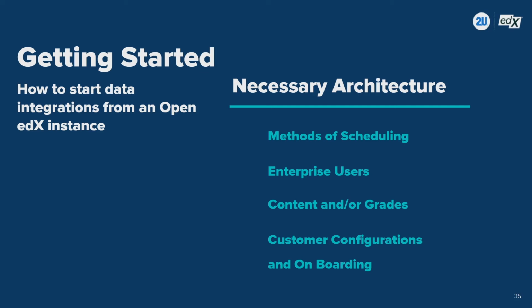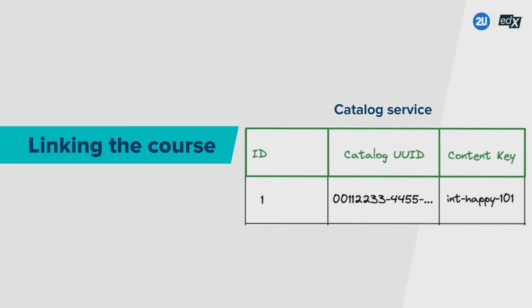We need to link this piece of content to a customer. Specifically, and this is a bit easier said than done than just this one picture here, this represents that in our source of truth, the enterprise catalog service, we have linked my int happy 101 to a customer catalog, and this customer catalog is assigned to whatever customer I want to be sending this out to. This involves also generating the enterprise customer on the OpenEdX instance side with the installed edX enterprise package. It involves generating the catalog and whatnot. But we need this link in order to start reporting it.